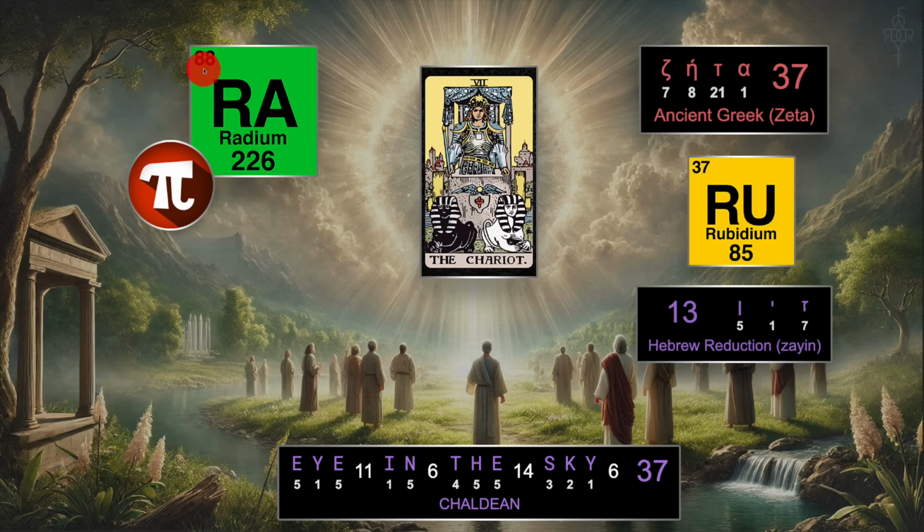And radium reduces down to the number 7. The 7th card is the chariot. The 7th letter in the Greek is zeta, which is a 37 when you spell it out, and that's tied to the eye in the sky. The eye in the sky is tied to Ra and the chariot and fast moving and light. This is why it's yellow behind this chariot. Rubidium gets the nod for the picture.